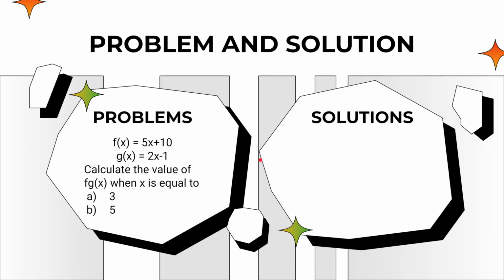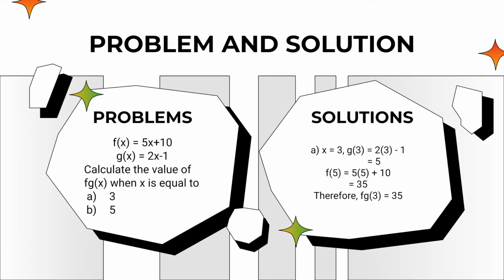Problems and solutions. Let's take a look at some problems. So we have f(x) equals 5x plus 10 and g(x) equals 2x minus 1. Calculate the value of fg(x) when x is equal to a) 3 and b) 5. So first we have to solve g(x) with the values. So for a, we have x equals 3. We input 3 into the g function and get g(3) equals 2 times 3 minus 1, which is 5.